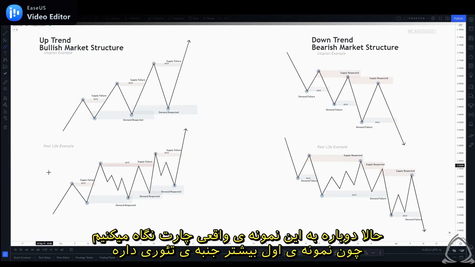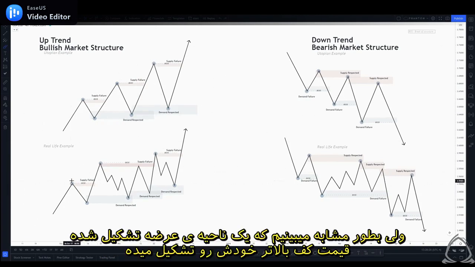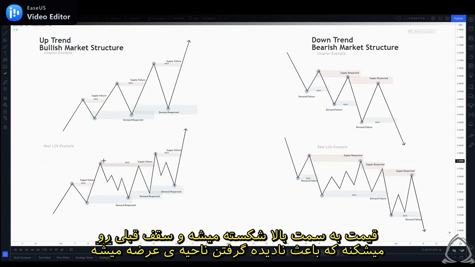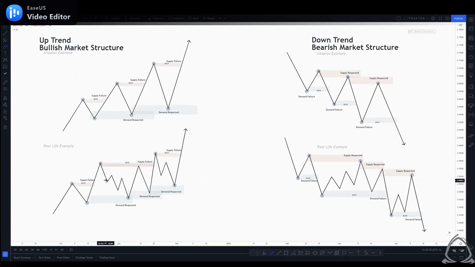Now, again, we'll look at this real life example, because this is more of the textbook example of market structure. But similarly, we have a supply zone that's created. We put in our higher low. Price breaks to the upside, breaking the previous higher high, which creates a supply zone failure. We get our complex pullback.